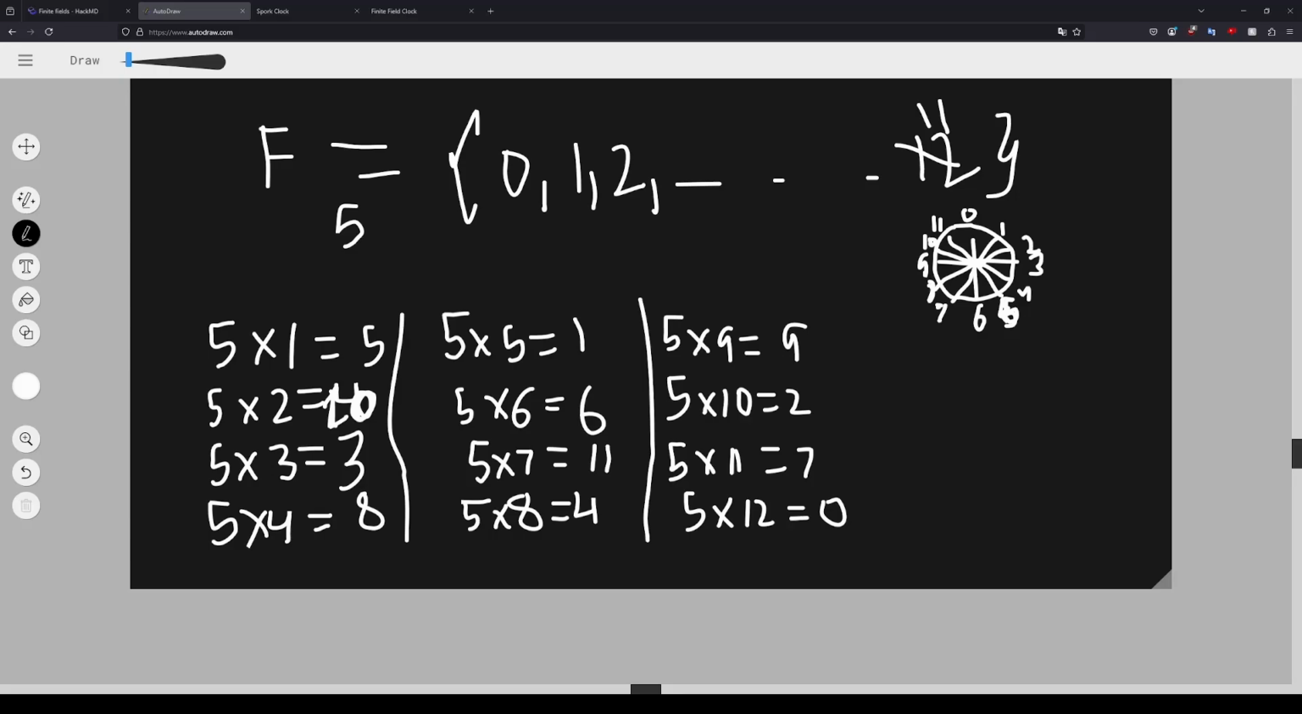So in case of 3, 3 is a complete divisor of 12, which means every time you get to the top of the clock, you will get to the same point. So this is not a problem for 5, since 5 is not a divisor of 12.